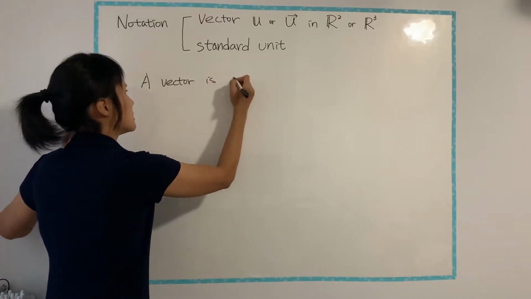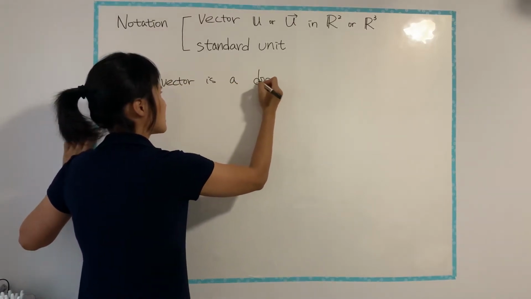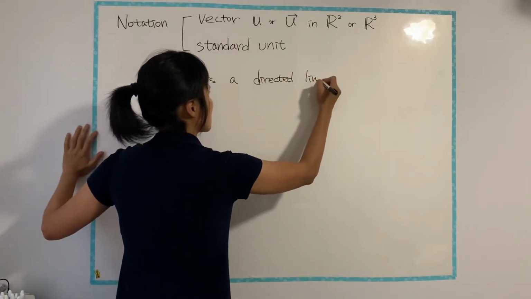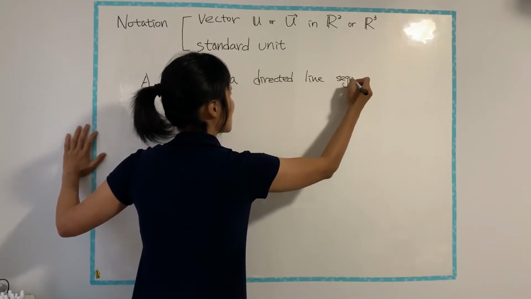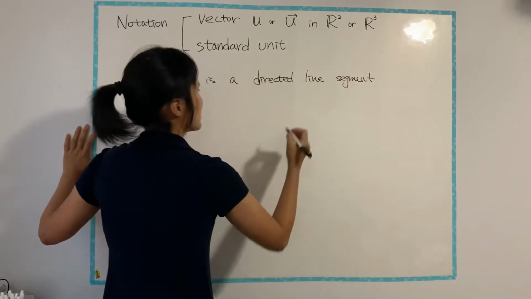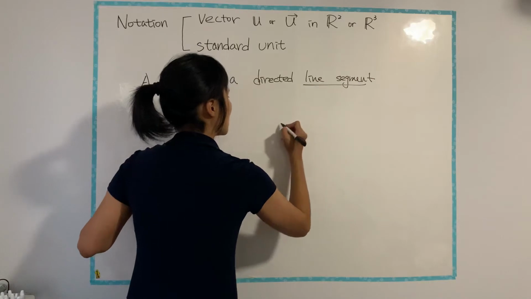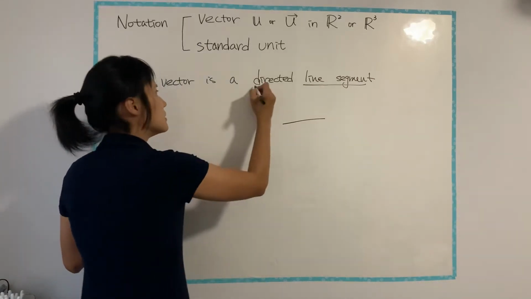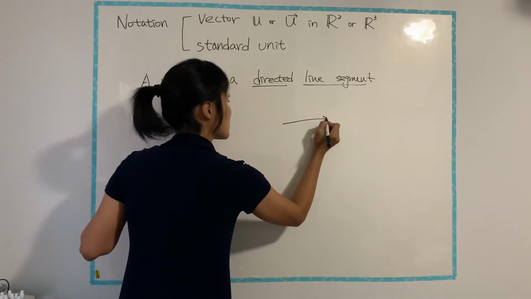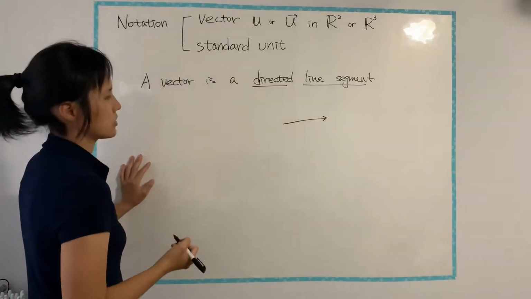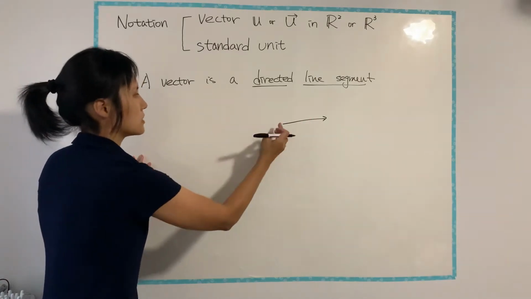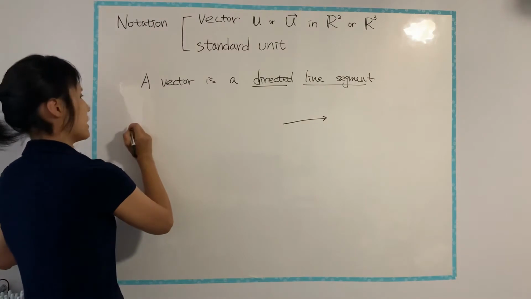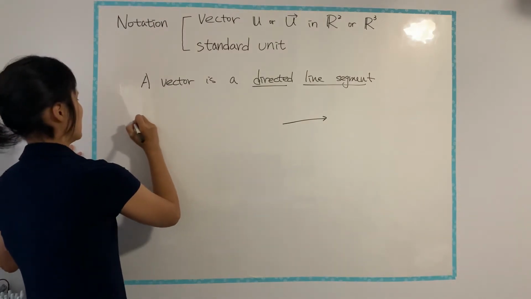A vector is basically a directed line segment. What is a line segment? Like this, right? Draw a straight line, take a segment from it. Directed, meaning it is the information of the direction. So this will be a vector going from this point to this point. Okay? And how do we denote it?